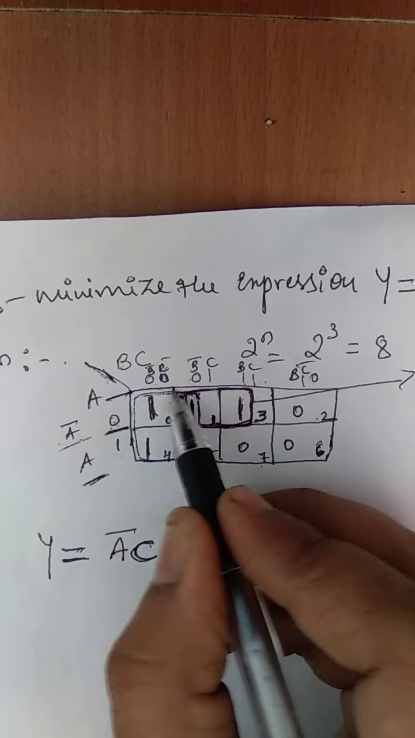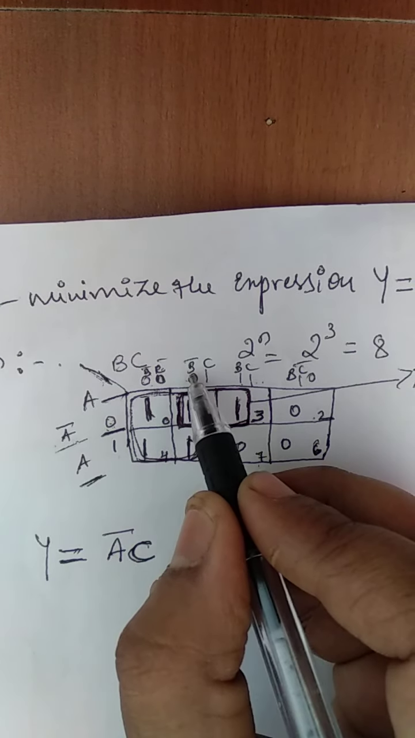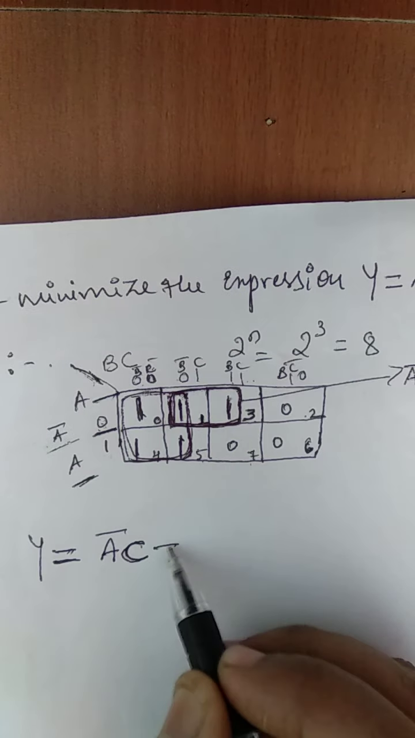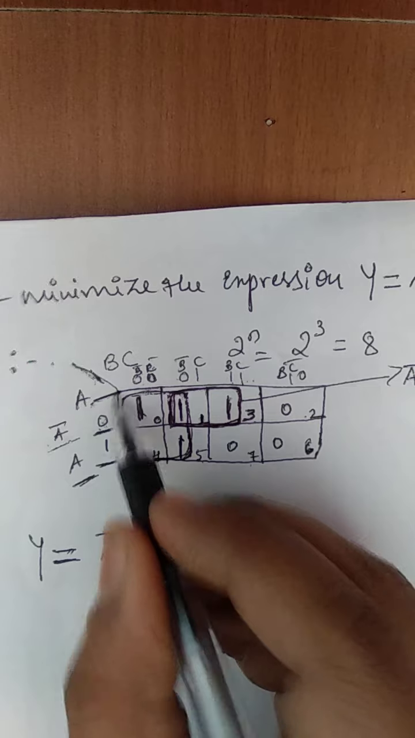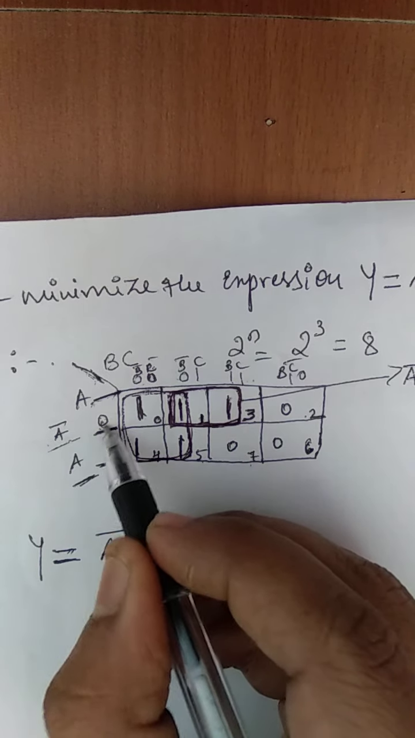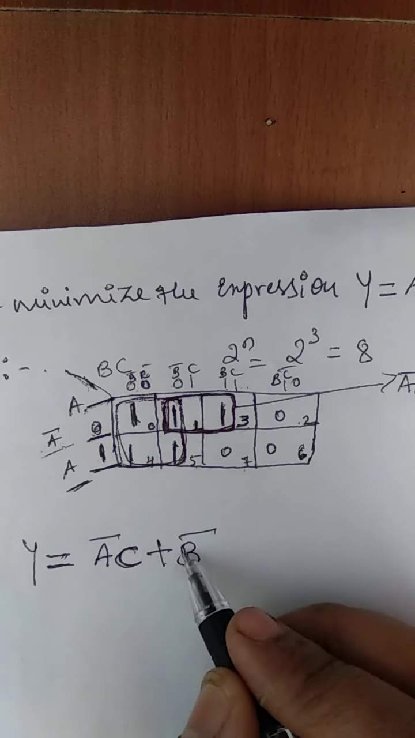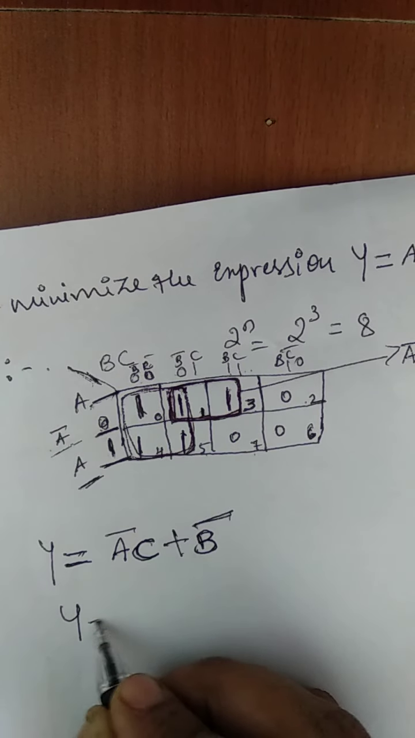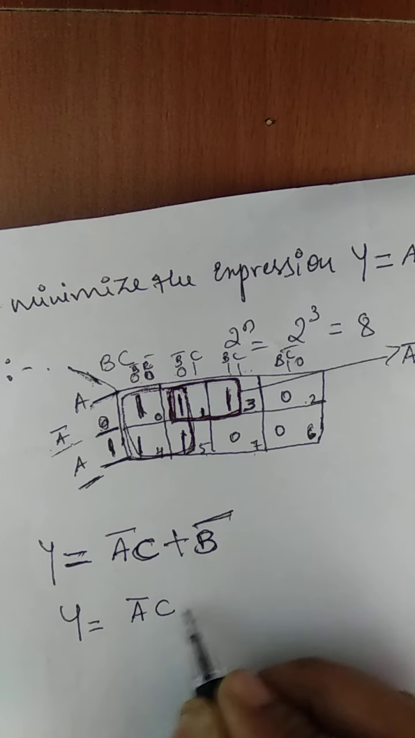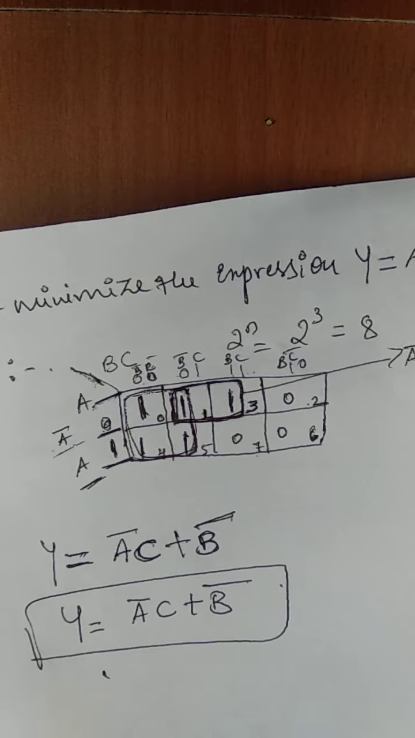Then for the quarter, the next group, is there any common here? It is B bar. Here it is different, 0 and 1 are there. So no need to take it. We have to neglect it. So we have reduced the given expression as A bar C plus B bar. So this is your final answer.